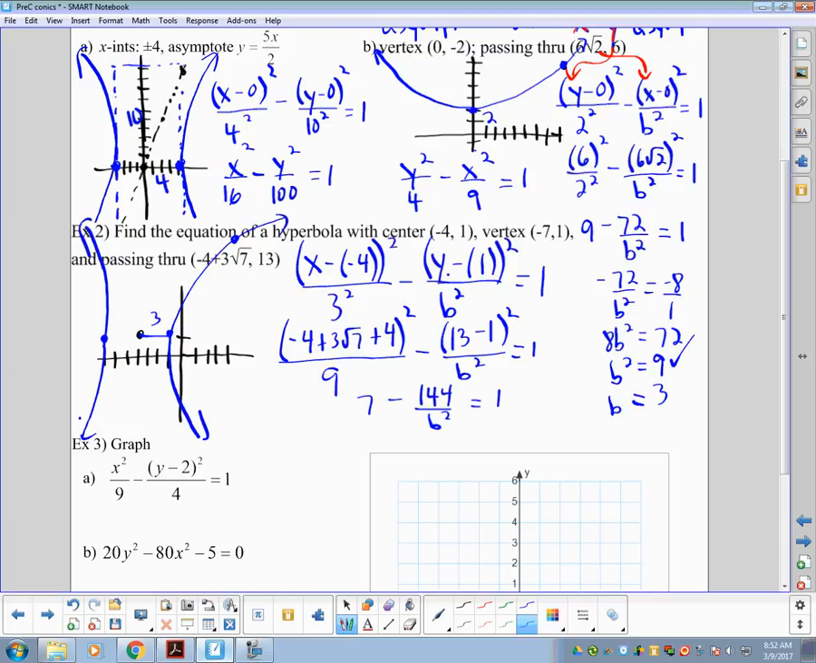Subtract the 7 over, get rid of the negative signs. You have 144 over b squared equals 6 over 1. We cross multiply, divide. 6 goes into 144 24 times, so b squared equals 24.